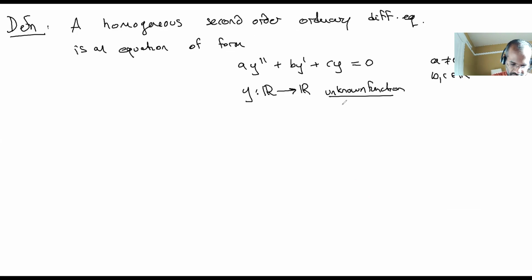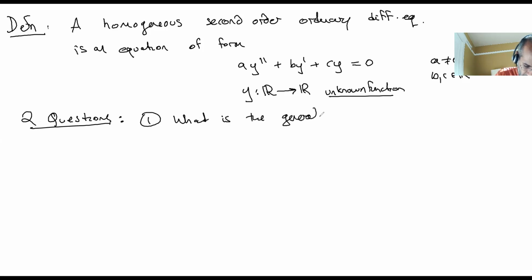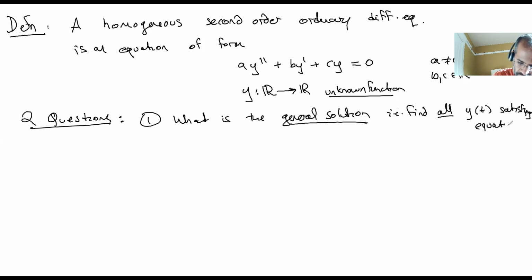Now, what does this have to do with linear algebra? Maybe before that, what question do we want to ask? We have two questions we want to ask about such a system. One is, what is the general solution? That means find all y of t satisfying the equation, all functions that satisfy this. That's a well-formed question.